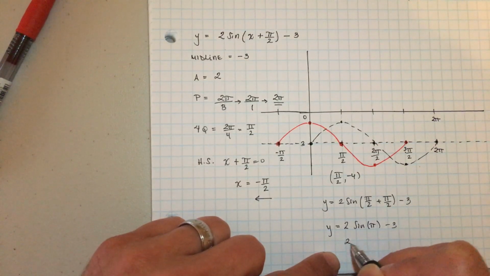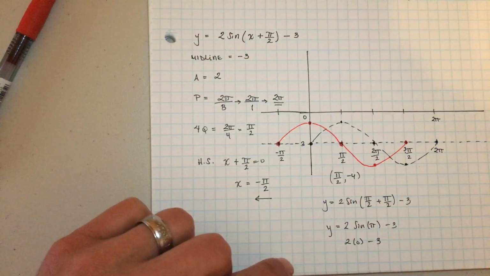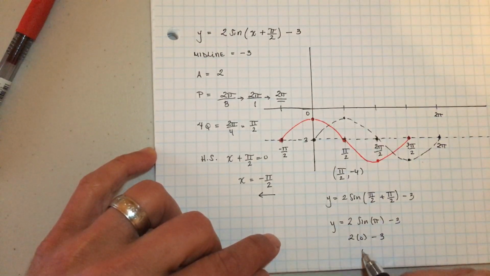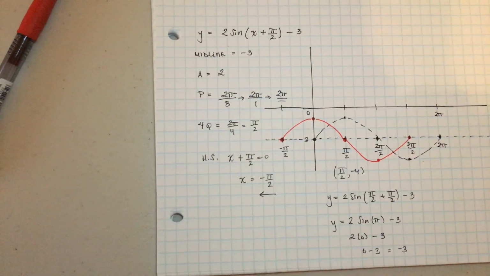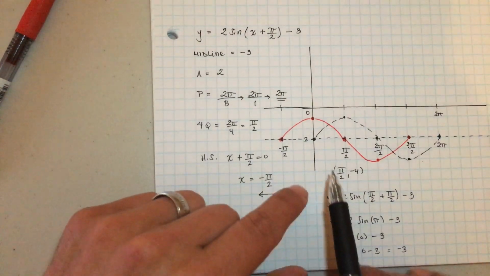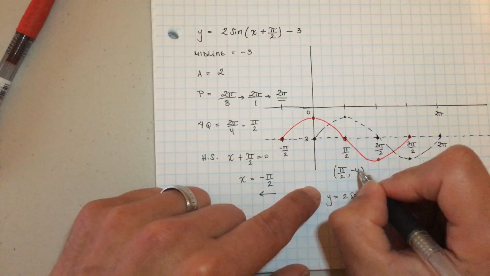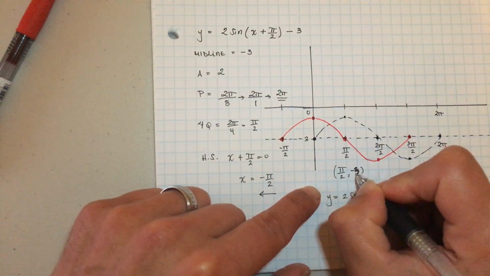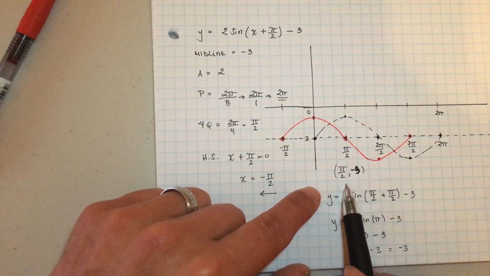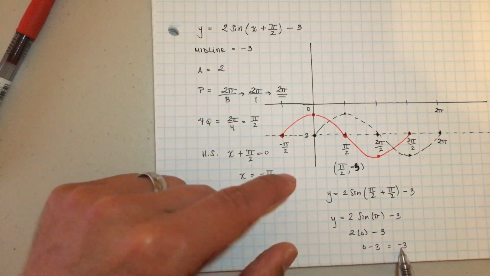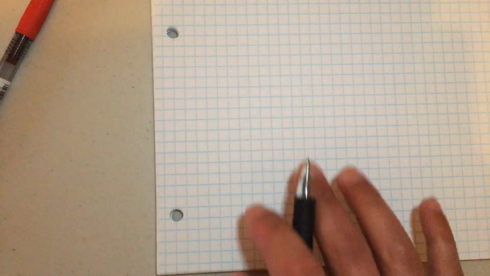And 2 times 0 minus 3. 0 minus 3 is negative 3. Does anybody see my mistake? Yes. Look at this, this is my point, right? What is that number? Negative 3. Sorry, guys. I don't know why I put negative 4. This should be negative 3 right there. So pi over 2 comma negative 3. That's exactly what I got, so I did it right. Let's see if we can do one more.